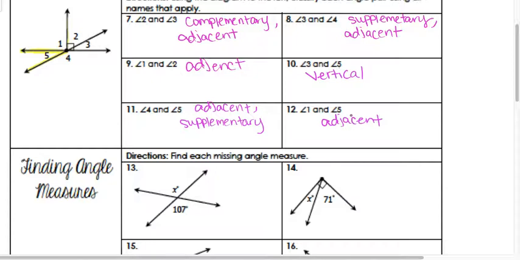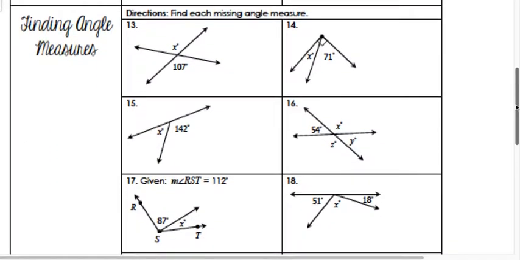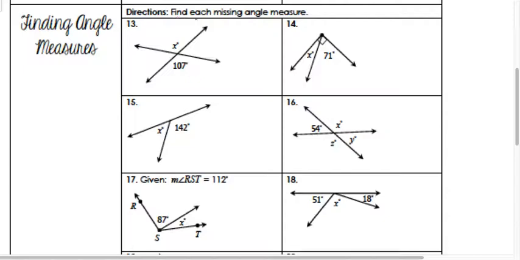Now we're going to move on down to finding angle measures. The direction says, find each missing angle measure. This is where what we just got finished learning about vertical, adjacent, supplementary, complementary, all of those are going to come into play. Once we can figure out what type of angle relationship we're looking at, we can figure out what the missing piece is.